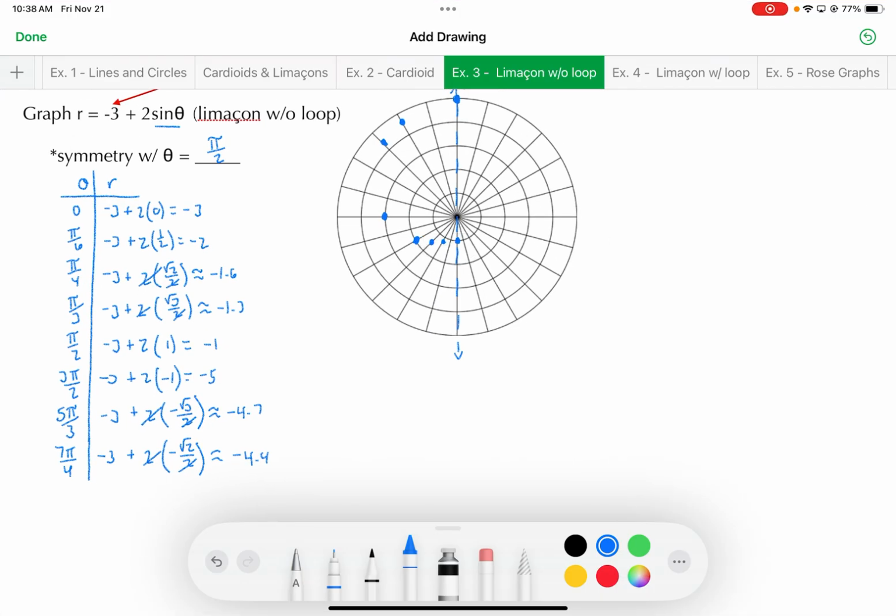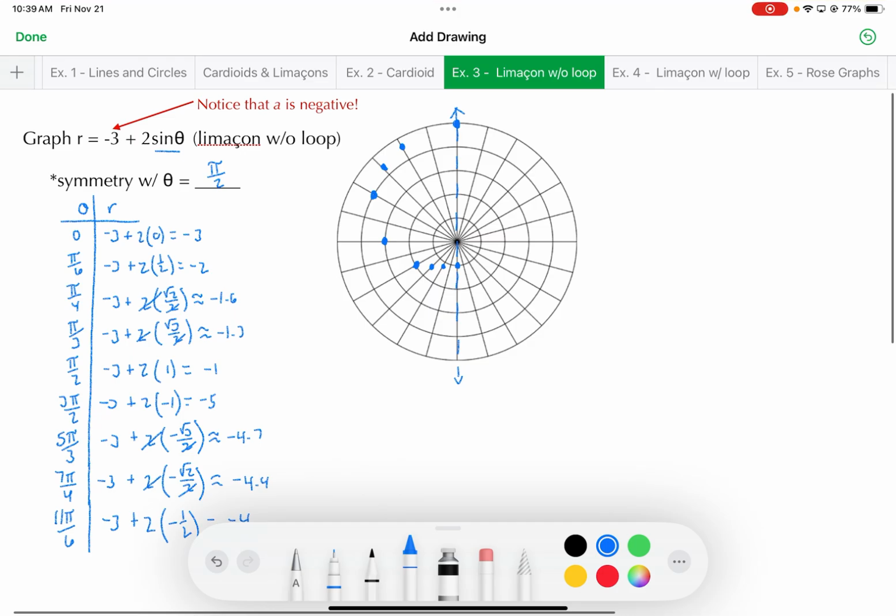Okay, and one more for good measure, 11 pi over 6, or 330 degrees. Sine of 11 pi over 6, that's negative 1/2. So this one will work out nicely, negative 3 plus negative 1, so we get a nice negative 4. And that'll plot right there. Okay, now all you got to do is take all those points, reflect them over that line of symmetry, and then we'll be able to sketch this.